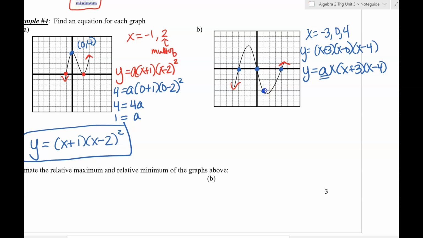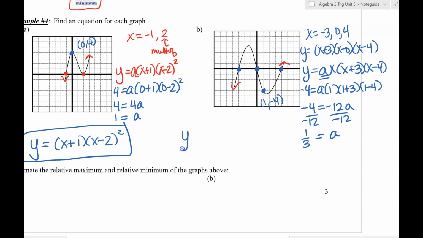This looks like a pretty clear point for me, and so that point is (1, -4). And so I'm going to plug those in to solve for the a value. So this gives me -4 equals -12a, which in that case, if I solve for a, I get 1/3. So then my equation would be 1/3 x times x plus 3 times x minus 4.